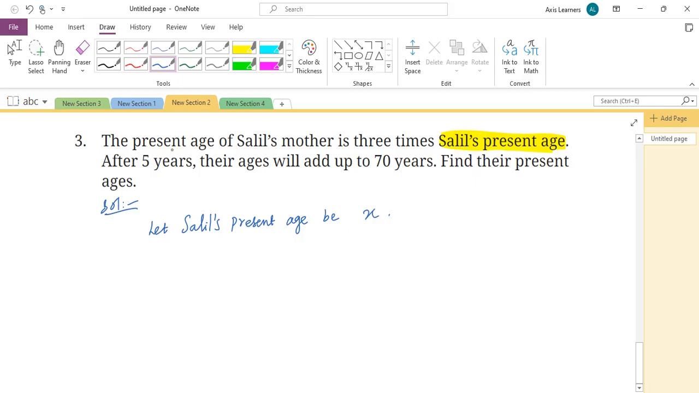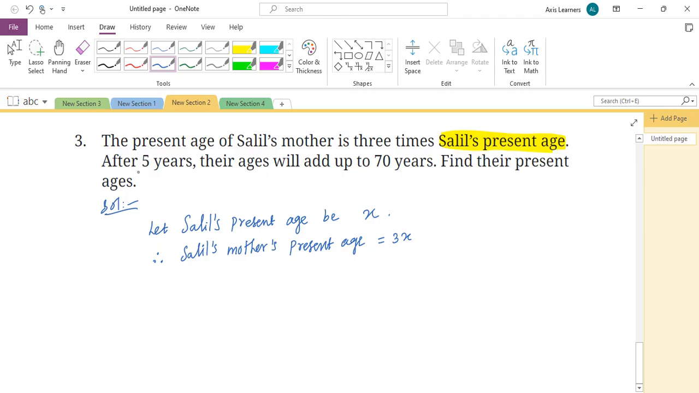Then what is the condition? The age of Salil's mother is 3 times Salil's age. So we can define Salil's mother's age also. Okay, therefore Salil's mother's age is equal to 3 times, so 3x. Okay, so Salil's age is x and her mother's age is 3x.